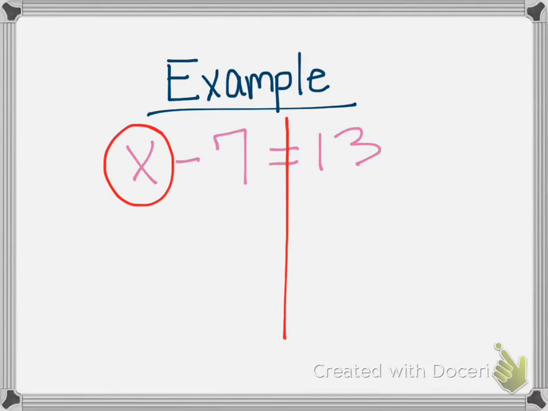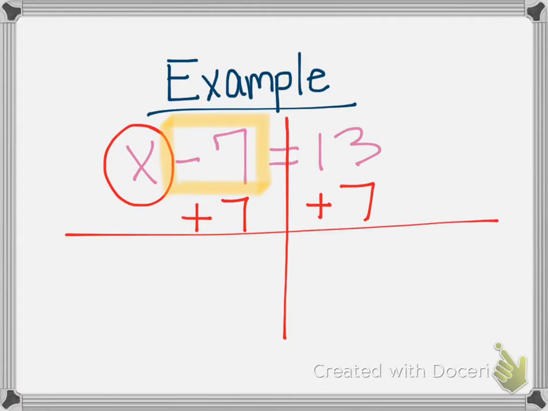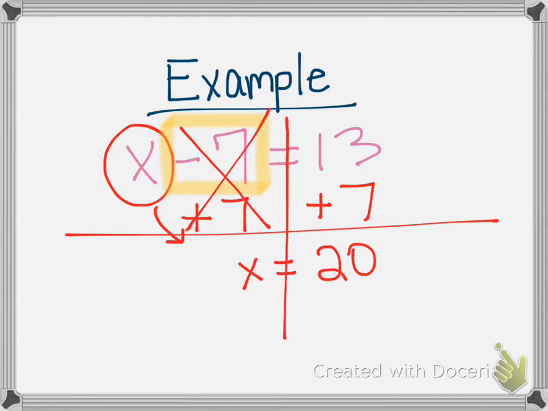We're going to do the opposite of what it's doing to the variable. So in this case, it's subtracting 7. The opposite of subtracting would be adding 7. We have to do that on both sides of the equal sign. Negative 7 plus 7 would be 0, so we can cross those out. We can bring down our x, and then 13 plus 7 equals 20. And that's how you solve for a one-step equation. That's an example of how I would use it.